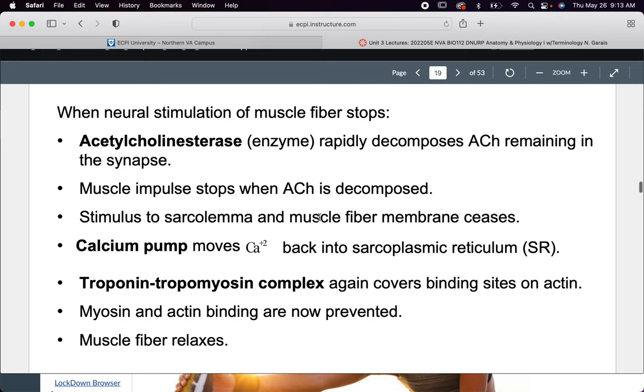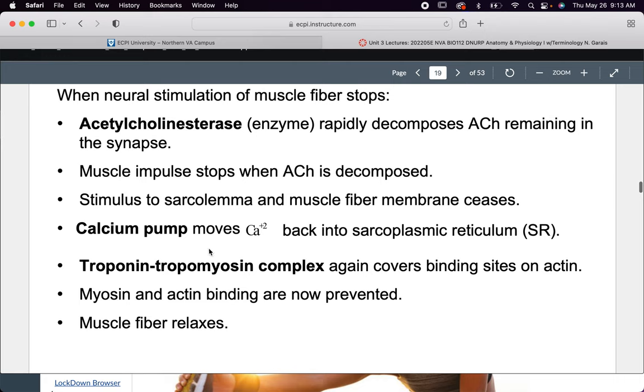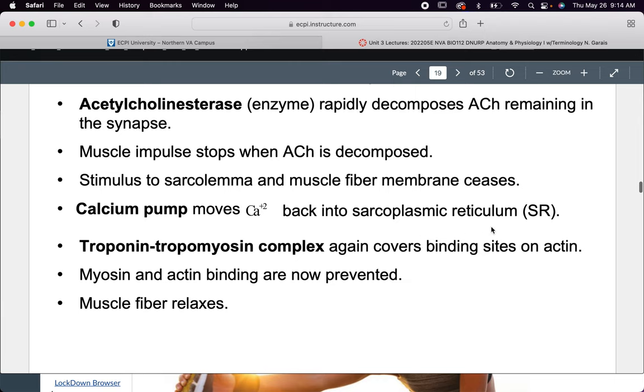Now, what happens to the acetylcholine when I already use it? Well, of course, I have an enzyme, acetylcholinesterase, that'll decompose it so we can keep it for later. Same thing with the calcium. I recycle it. After I use up the calcium, any excess or any calcium that I need to use for the next time will be in the sarcoplasmic reticulum, and that was that web-like structure that surrounded muscle fibers.